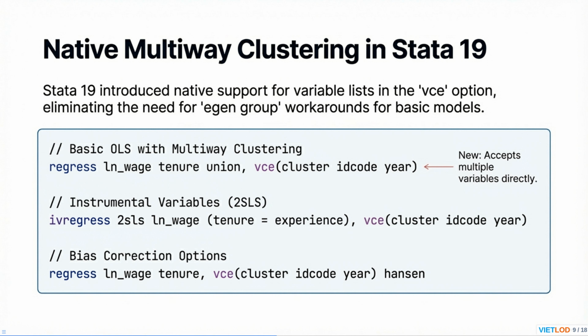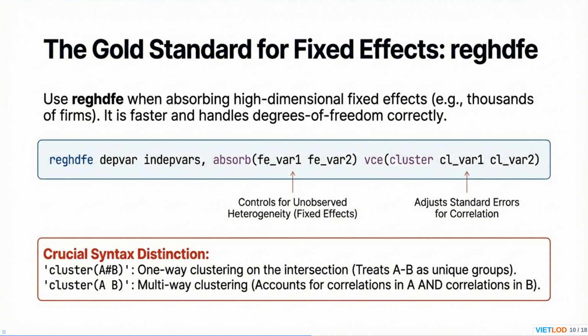In the code shown, regress ln_wage tenure union, vce(cluster idcode year) directly tells Stata to perform two-way clustering by individual ID code and year. This is much cleaner than the old method of egen groupvar = group(idcode year) followed by vce(cluster groupvar). While these native commands are fantastic for many models, for complex fixed effects, another tool remains the top choice. Let's explore reghdfe.